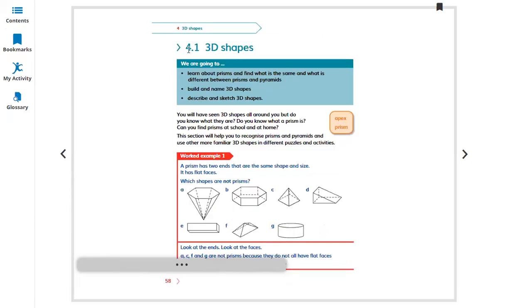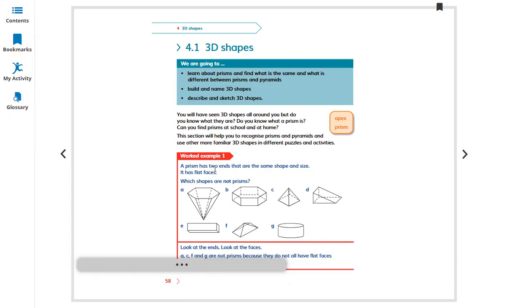Unit 4, lesson 4.1, 3D shapes. You will have 3D shapes all around you, but do you know what they are? Do you know what a prism is? Can you find a prism at school and at home? Okay, this one. Let's start. A prism. What is a prism?